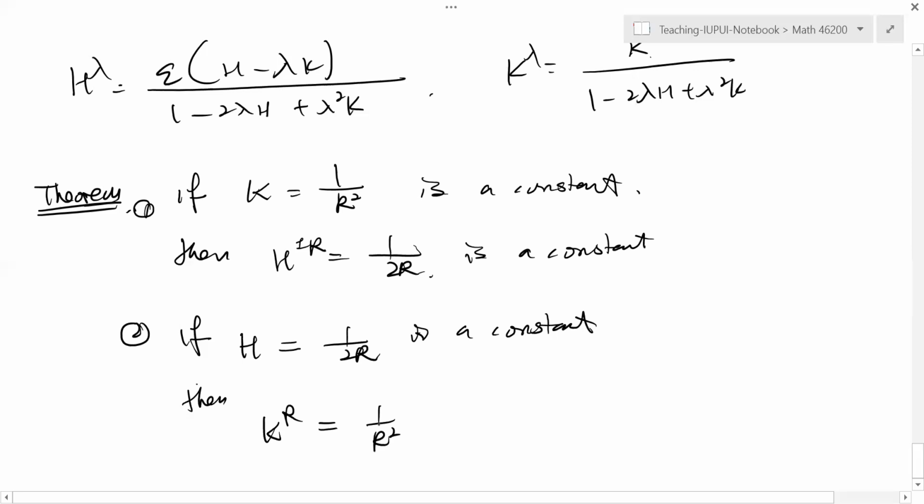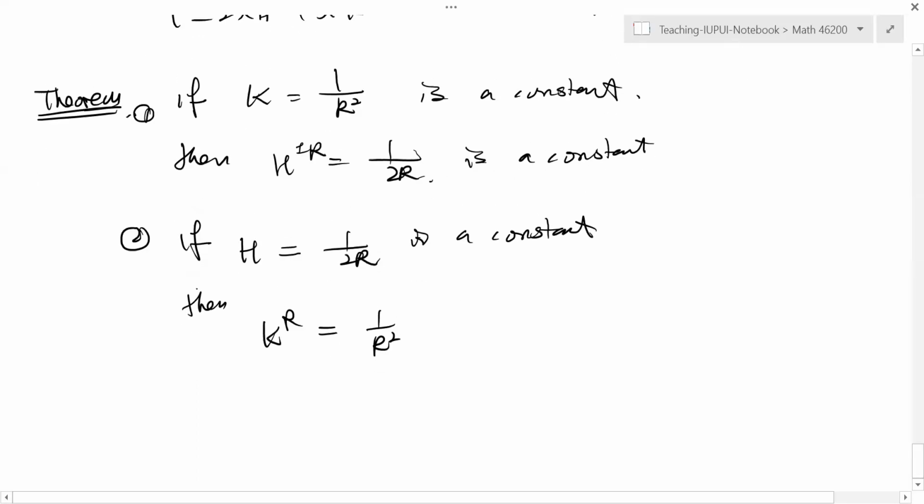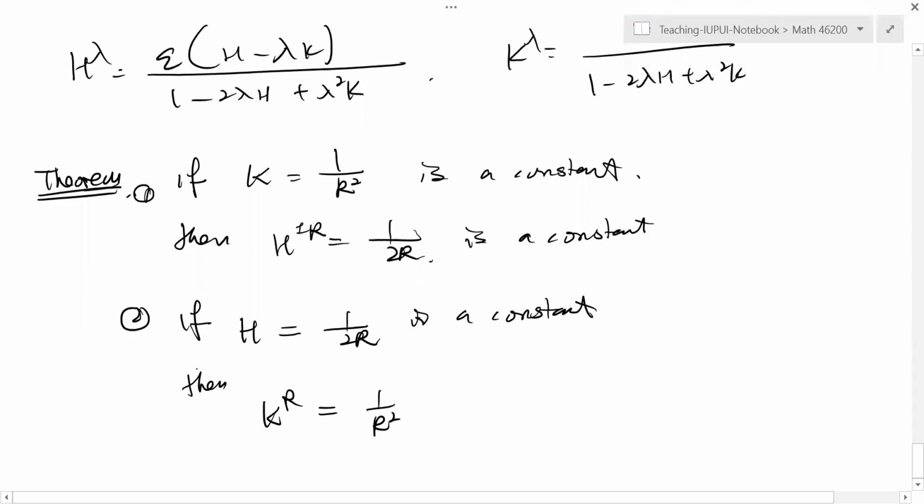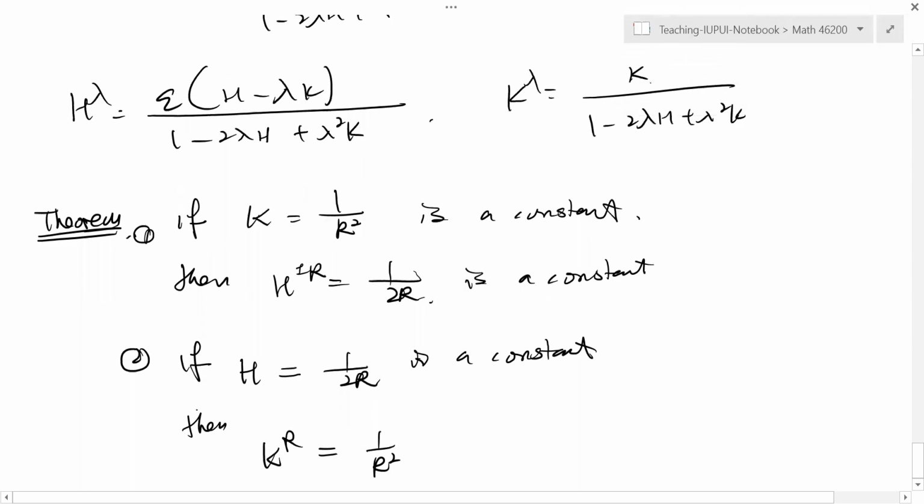All right, so this example shows you if you begin with a surface of constant Gauss curvature, then I can construct a surface of constant mean curvature. And if you're given a surface of constant mean curvature, I can find that surface of constant Gauss curvature. How do you prove it? The proof is pretty straightforward using the Lambda identity.